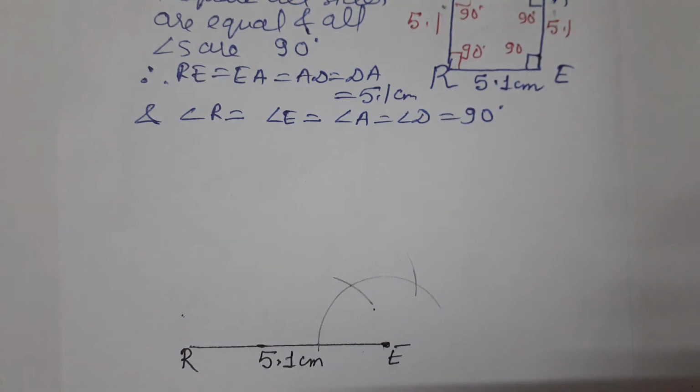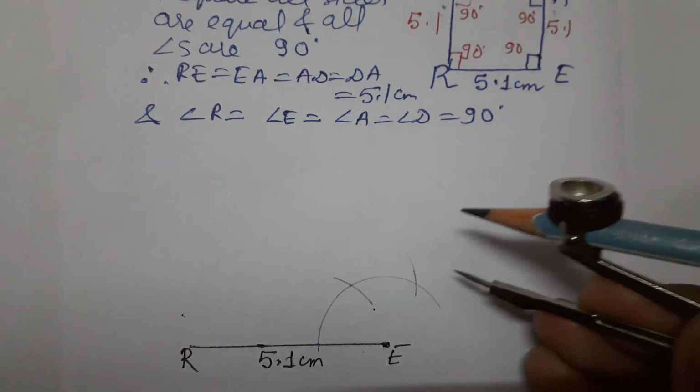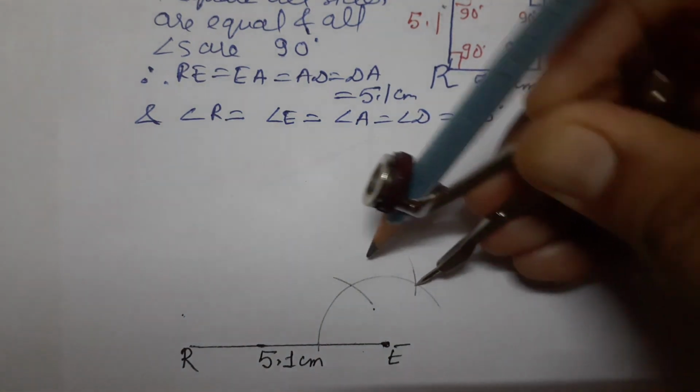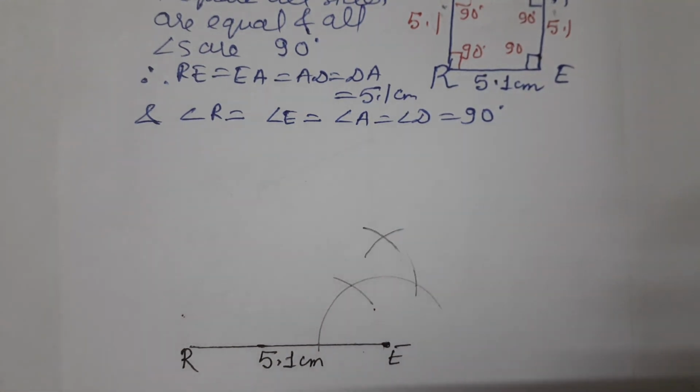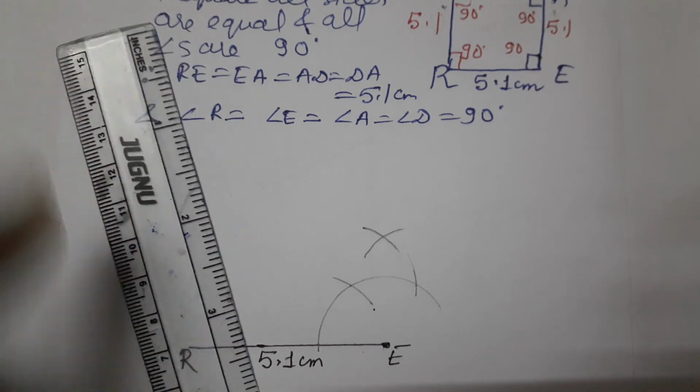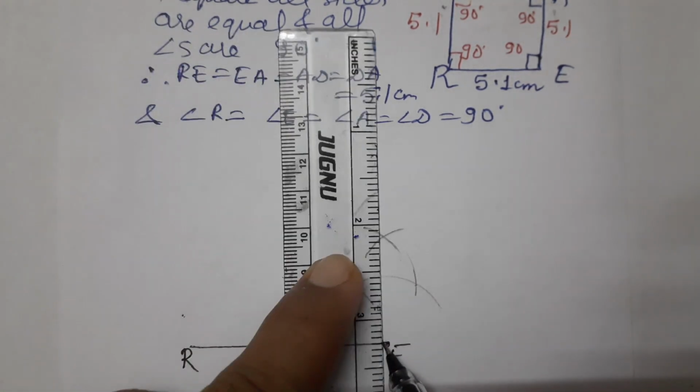Now more than half, one arc from here, one arc from its opposite side. So we'll get an angle of 90 degrees. Join it.